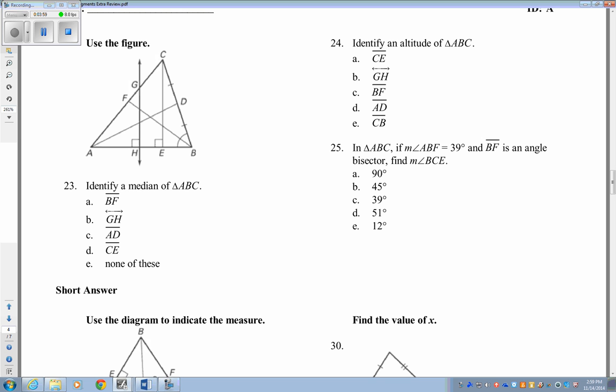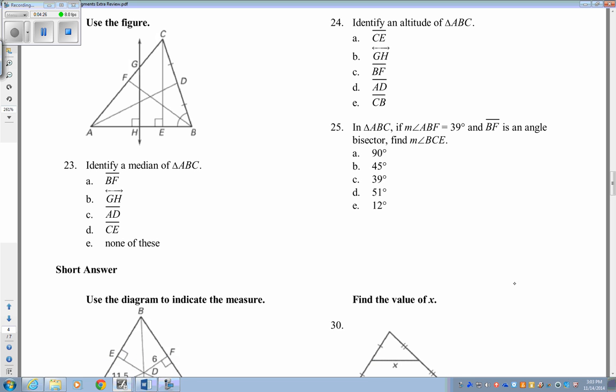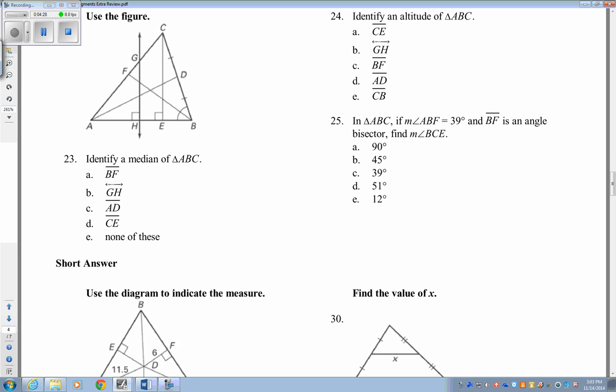On the first one, they want to see, can you identify the median of triangle ABC? If you're not sure what a median is, go back to your table, read the definition, and see which segment applies that definition. The first one is to identify the median. I heard earlier it has to go from the midpoint of a side to the opposite vertex. So AD is correct. That is the median.